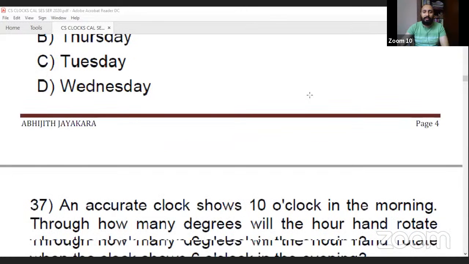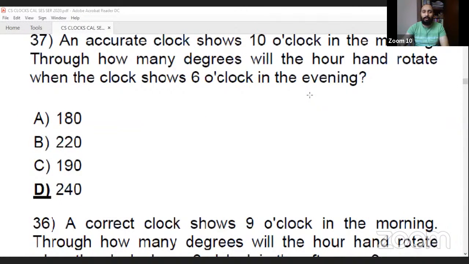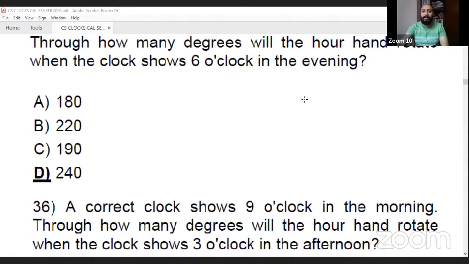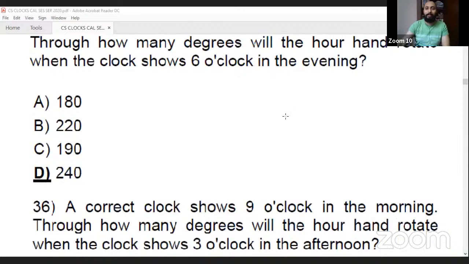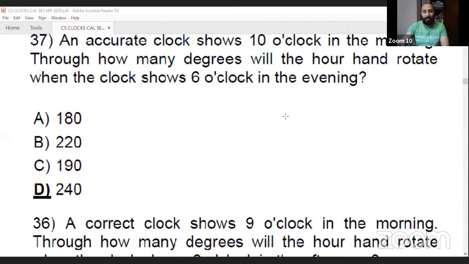Accurately, the clock shows 10 o'clock in the morning. Through how many degrees will the hour hand rotate when the clock shows 6 o'clock in the evening? So how many degrees will the hour hand rotate, they are asking. So 10 o'clock to 6 o'clock.